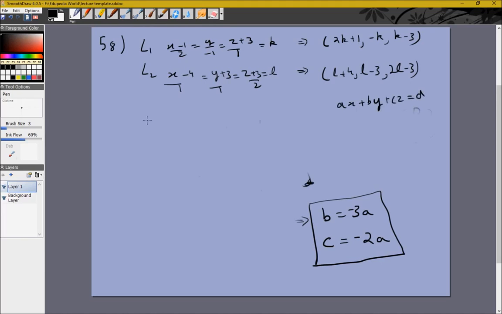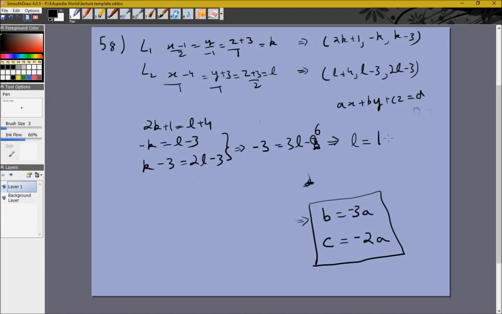So the intersection will give 2k plus 1 is equal to L plus 4, minus k is equal to L minus 3, k minus 3 is equal to 2L minus 3. We can just add the second and third and we'll get minus 3 is equal to 3L minus 3, or from that we get 3L minus 6, sorry. So we get L is equal to 1. From this we get k is equal to 2 and satisfies all three.